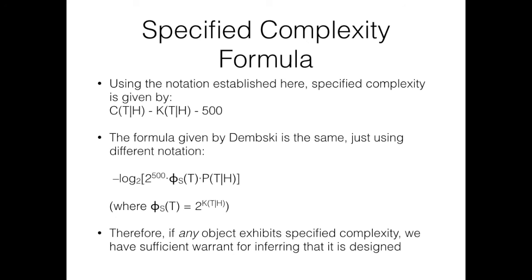And the formula given by Dembski is the same, just using a different notation. There's a negative log 2 of 2 to the 500th. He actually oftentimes gives it as 10 to the 150. And then phi sub s of t, that's basically the Kolmogorov complexity. But phi sub s can also include other types of specification, as we mentioned earlier, multiplied by the probability distribution given a background of natural law. Therefore, if any object exhibits specified complexity, we have sufficient warrant for inferring that it is designed.